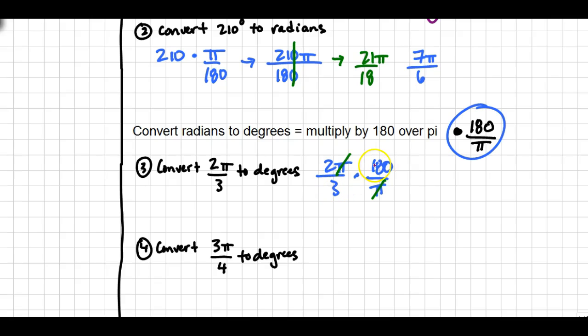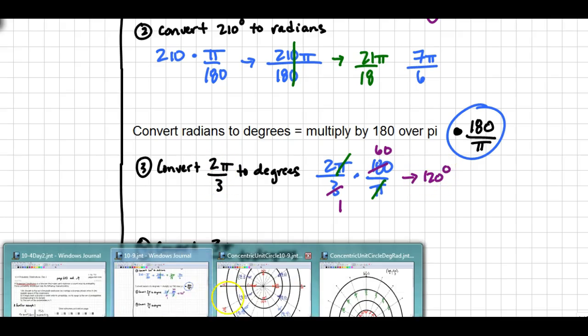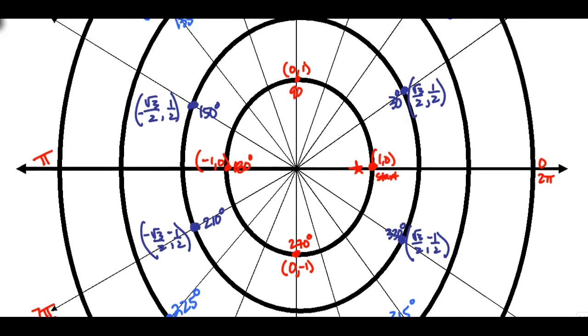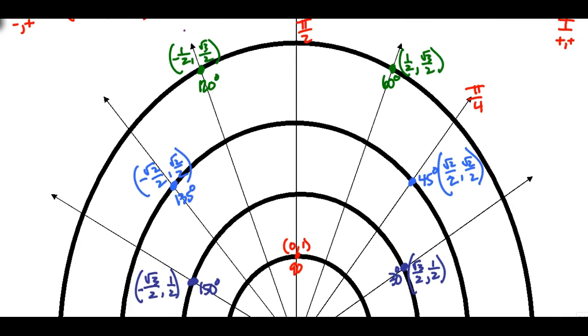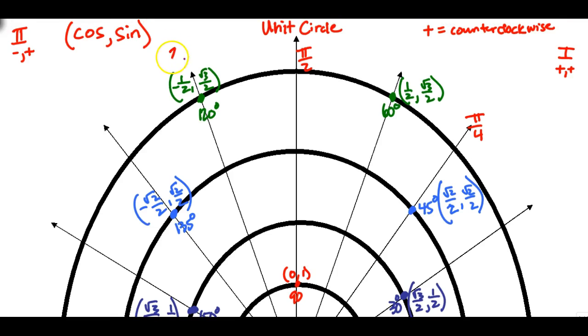3 goes into 18 6 times, but because this is a 180, I just put an extra 0. 3 goes into itself once. I've got nothing left to simplify, so I'm just going to multiply straight across. 2 times 60 is 120, so 2 pi over 3 radians is the same as 120 degrees. So let's put that on our circle. 120 is the same as 2 pi over 3.